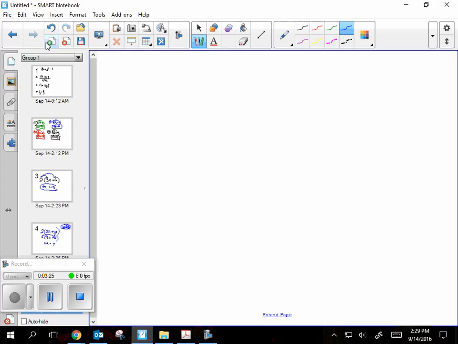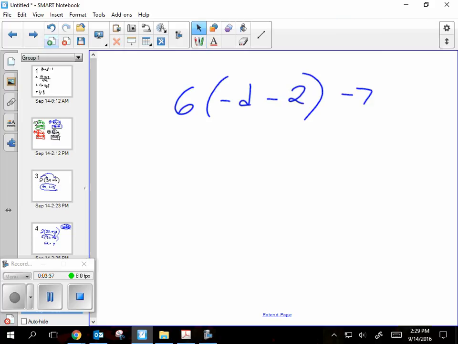Next topic. This is going to test you on your negatives. Negative d minus 2. Distribute that out and then subtract 7 more. Oh, my prediction, less than half of you can handle this. See if you're in that half that can handle it or the half that can't handle it. Can you handle it? I'm pausing for a second to see.